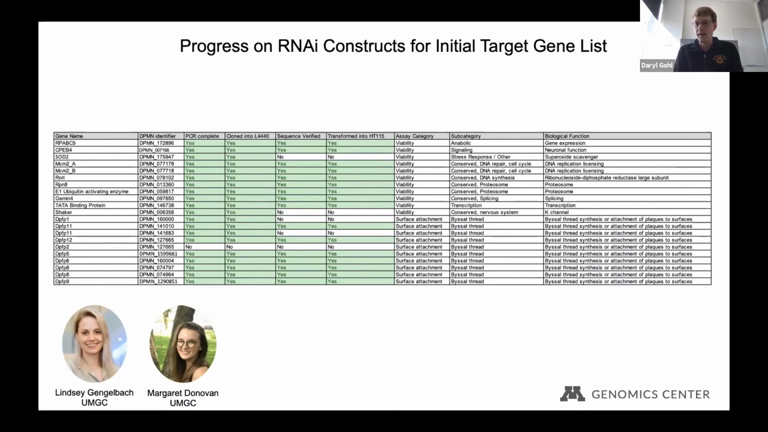So with that, I'm going to hand things over to Scott, and he'll tell you a little bit about the work that we've been doing in the containment lab to establish some of these phenotypic assays.